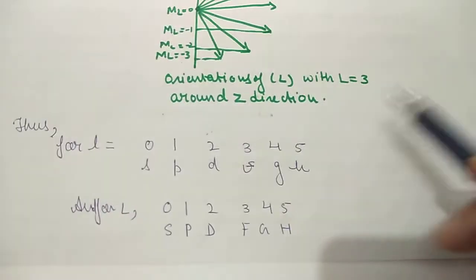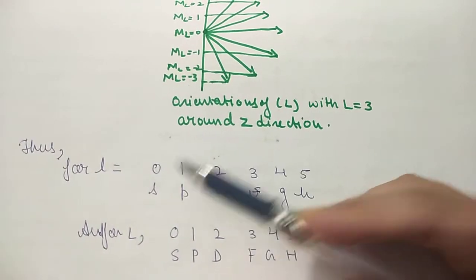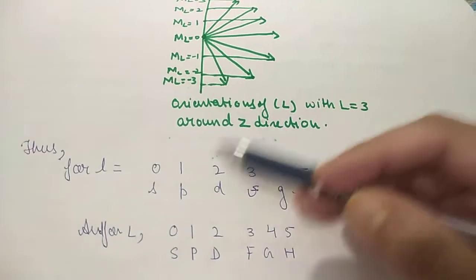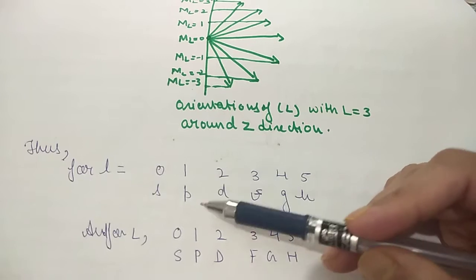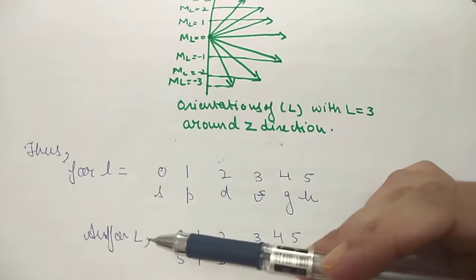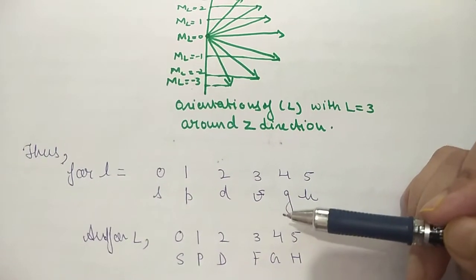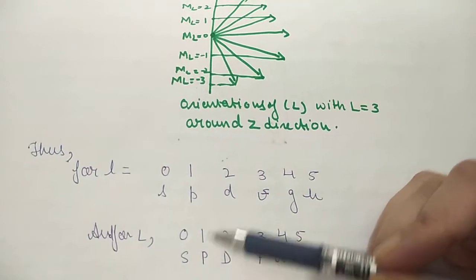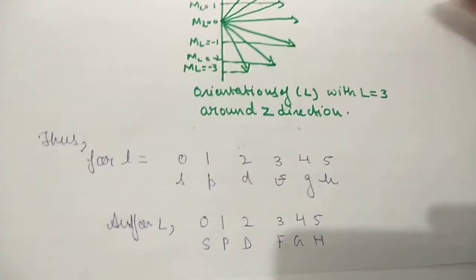So you know this very well. For small l, the orbital angular momentum vector, these are the notations: 0 for S, 1 for P, 2 for D, 3 for F, 4 for G, 5 for H. And for capital L, which is the resultant orbital angular momentum vector, 0 is S, 1 is P, 2 is D, 3 is F, 4 is G, 5 is H, and so on.